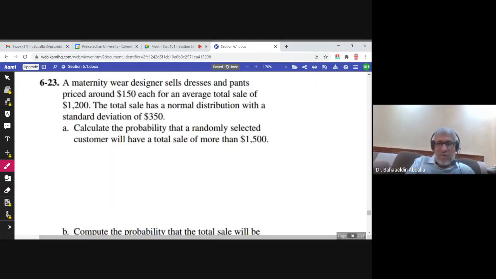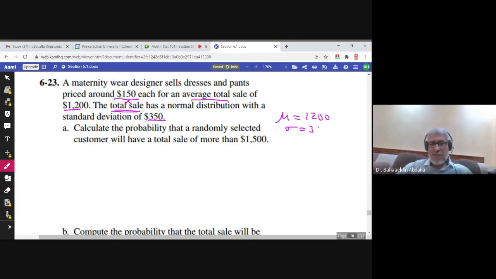The last question: a maternity wear designer sells dresses and pants priced around 150 each for an average total sale of 1,200. So this is the average total sale, and this is each. The total sale, that's x, has a normal distribution with a standard deviation of 350. So mu, the average total sale, is 1,200.